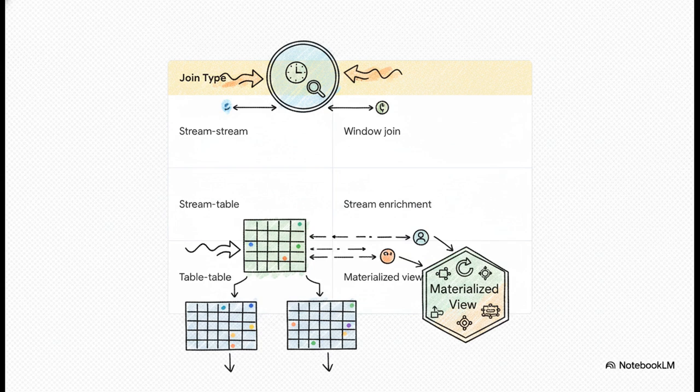Finally, we have table-table joins. These consume 2 database change logs to continually maintain complex, real-time materialized views. It's exactly how your Twitter timeline stays updated the literal instant someone you follow posts a new tweet.